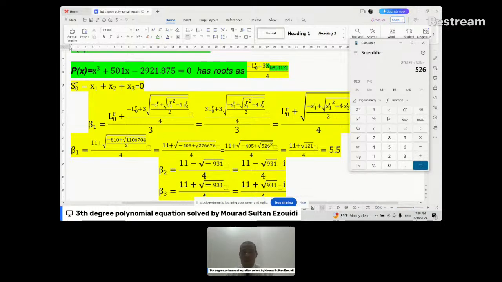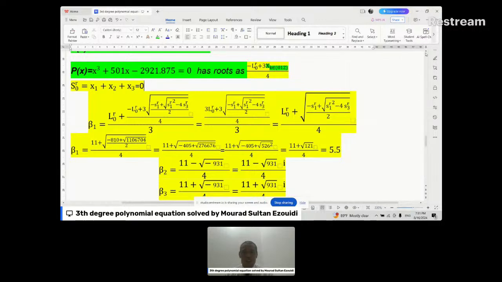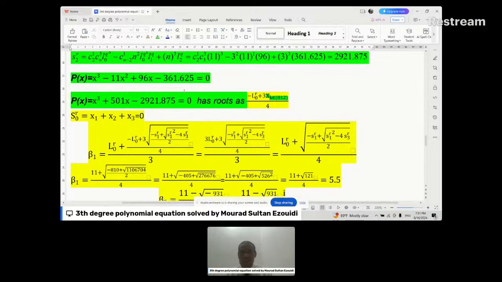The root of a square is the value that is inside the root, means 11, okay, plus, you can see this one, I will add negative 405 minus 405. So this one has to be really equal to 121. So root of 121 is 11. Therefore, 11 plus 11 is 22. Divided by 4 gives me 5.5. This is a root, learners. Okay? Is a root of what, learners? Look here. Is a root of the original polynomial. This one is a root of this.